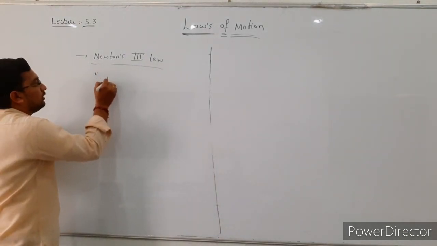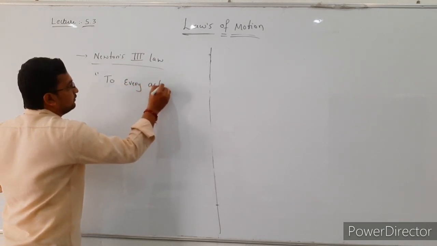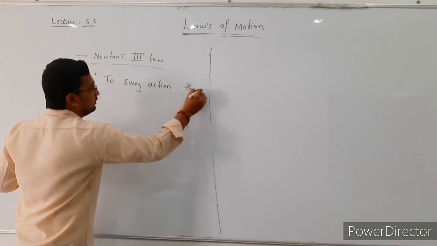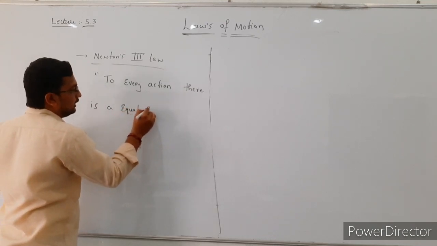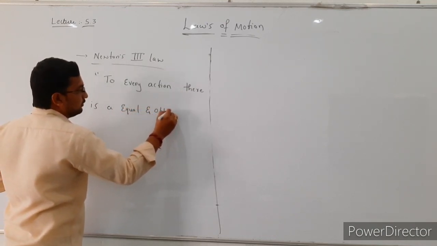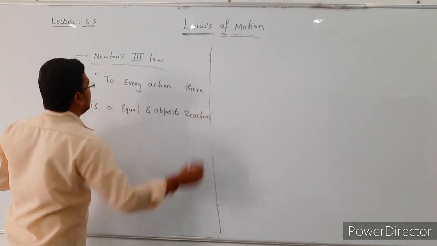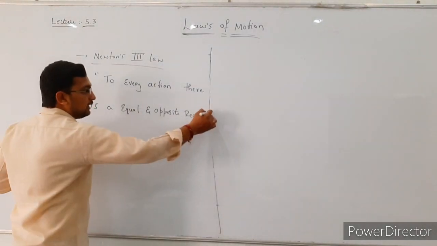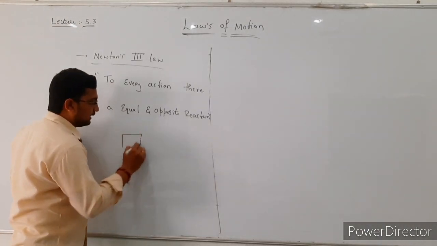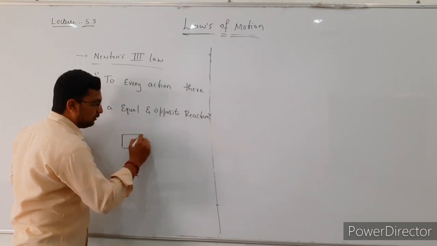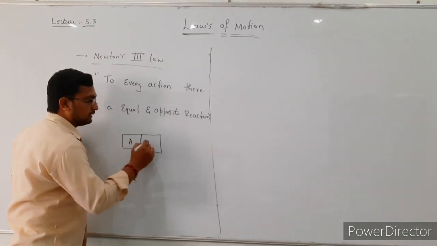So to every action there is an equal and opposite reaction. This is a very simple statement. So that is, to every action there is an equal and opposite reaction. Okay, see here, in this case we are considering two bodies. Consider this is A body and this is B body. In this case both the bodies are in contact.